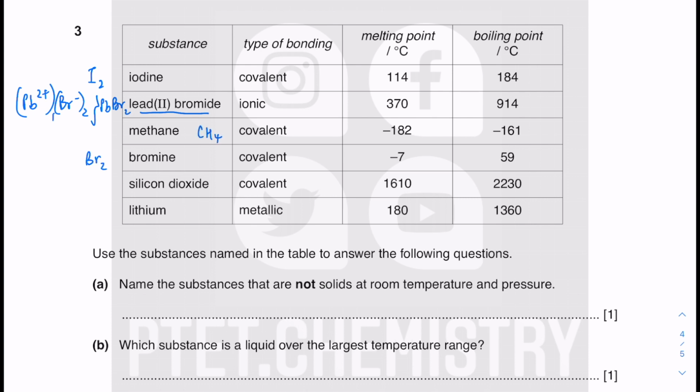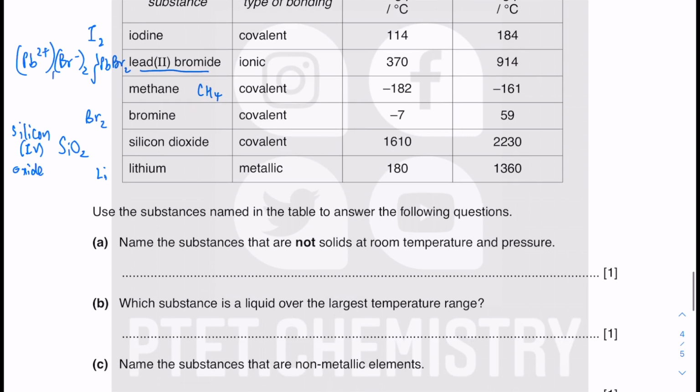Br2, just like iodine, just like chlorine, just like fluorine, they exist as simple molecular Br2 because both bromine atoms will get noble gas configuration. Silicon dioxide is SiO2. The other name is silicon(IV) oxide, which is the formal official name given in the syllabus for silicon dioxide. Lithium is a metal, is an element.